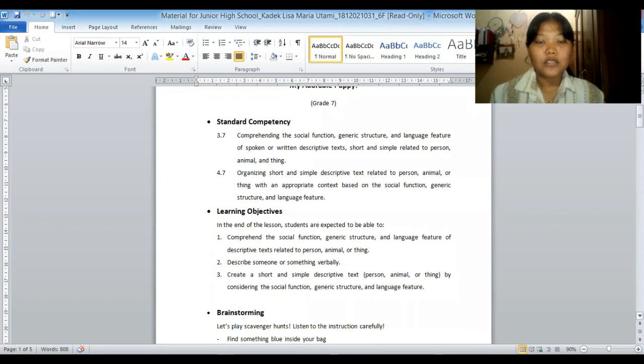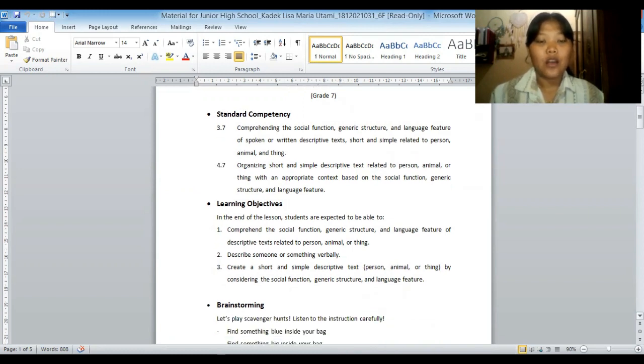So after choosing the standard competencies, I drew 3 learning objectives for the end of the lesson. Students are expected, first, to comprehend the social function, generic structure, and the language feature of the descriptive text related to person, animal, or thing. The second is that students are able to describe someone or something orally or verbally. And the last one is that students are able to create a short and simple descriptive text related to person, animal, or thing by considering the social function, the word structure, and the language features.